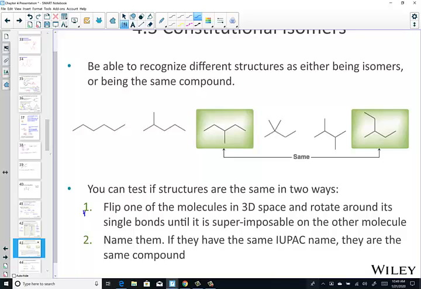Sometimes I'm spatially challenged, and if you're like me, thinking in 3 directions might not be as easy as doing step number 2. This is what I rely on. Name them. If they have the same IUPAC name, they're the same compound. If they're not the same name, but share the same molecular formula, same number of carbons and hydrogens, then they are indeed constitutional isomers. For example, I notice here we have a 5-carbon chain, so this is called pentane, if I could spell.